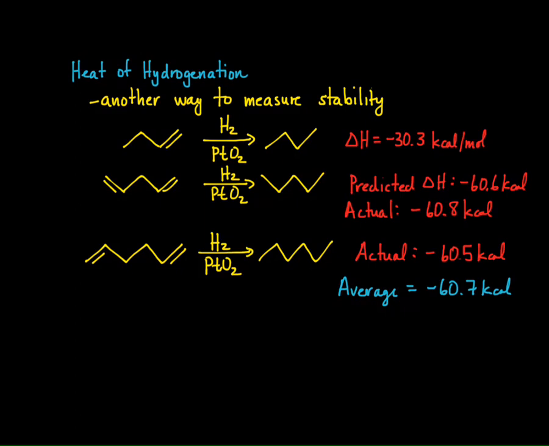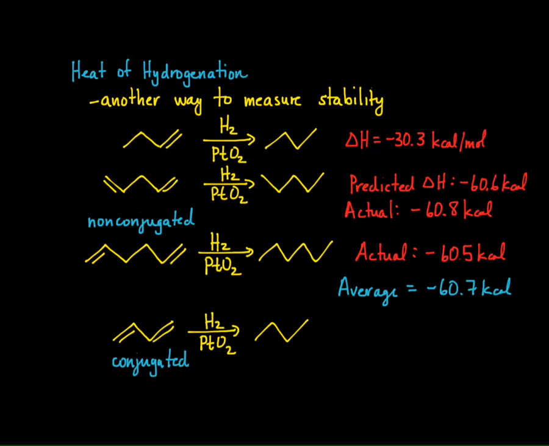Now notice for these two examples, both of them are non-conjugated. So let's now look at a conjugated diene. And so we can look at 1,3-butadiene. And when I hydrogenate 1,3-butadiene, again I get butane. And so again the predicted value would be minus 60.6 kilocalories per mole. So the actual heat of hydrogenation is a little bit lower than that. It's minus 57.1 kilocalories per mole.